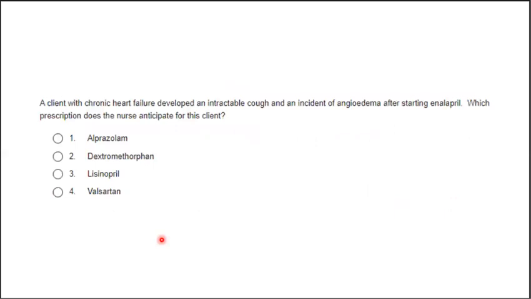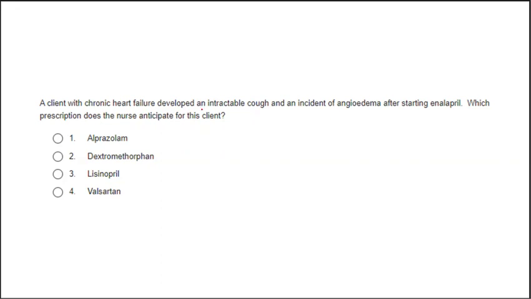Let's look at a sample question where we can see our antihypertensive. A client with chronic heart failure developed an intractable cough and an incident of angioedema after starting Enalapril. Which prescription does a nurse anticipate for this client? Again, you want to remember we talked about our ACE inhibitors, and we said major side effects of your ACE inhibitors, your angiotensin converting enzyme, would include that symptomatic hypotension.